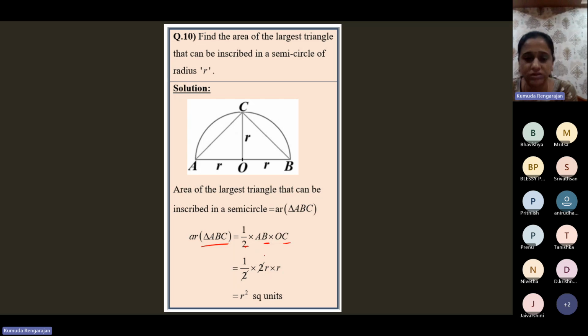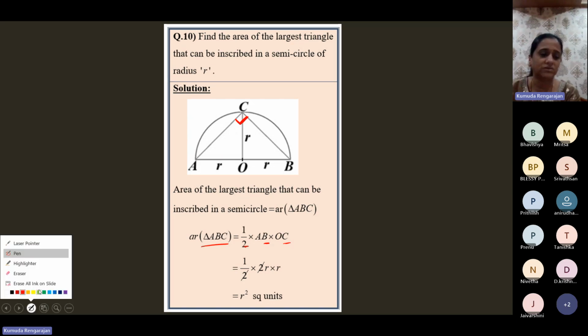Why are we using this formula, half base into height? Because we know that the angle in a semicircle is a right angle. This is 90 degrees. So you can do it both ways. Area of this triangle is equal to half into base AB, which is 2r, into altitude, which is r. Cancelling, you get r square per unit.